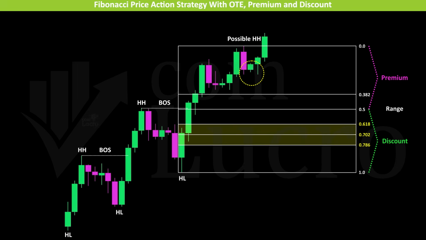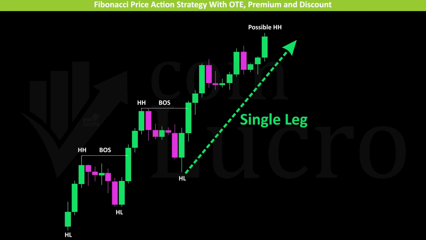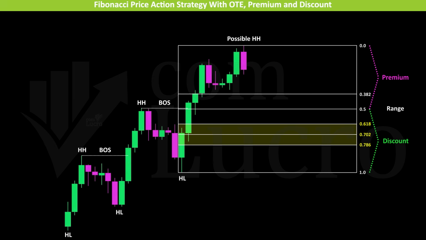First, if a pullback does not reach the 0.382 level, we consider it market noise rather than a valid correction. So, in this example, we treat the move as one single leg and adjust the Fibonacci tool again. Second, in strong trending markets, pullbacks are usually shallow and often retrace between the 0.382 and 0.5 levels. However, this area is generally not the best place to take trades.